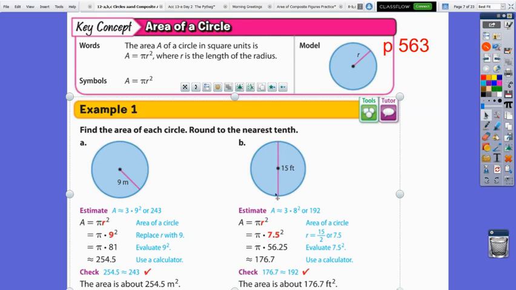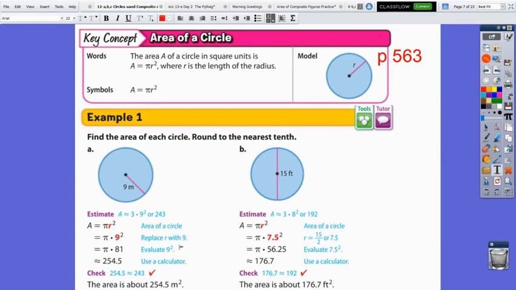If you're given the diameter and you need to find the area, first you have to convert the diameter to radius because the area formula uses radius. So 15-foot diameter here means the radius is 7.5. So it's pi times 7.5 squared. Your exact answer, again, is this row right here. The exact answer is with the pi symbol.